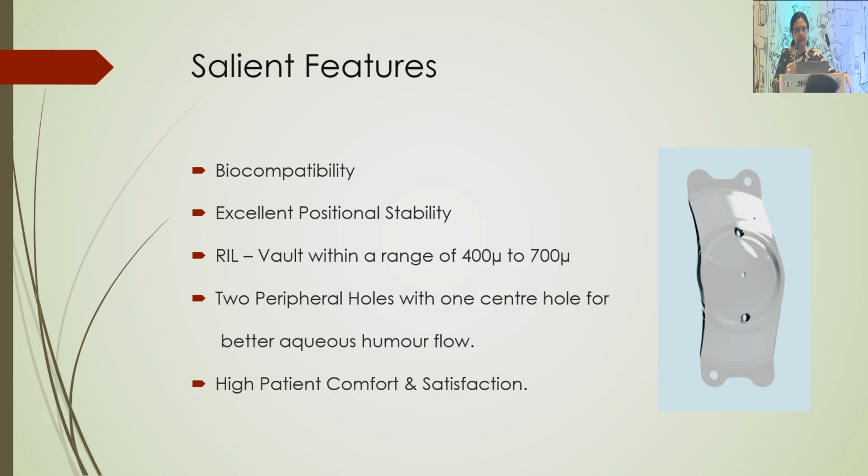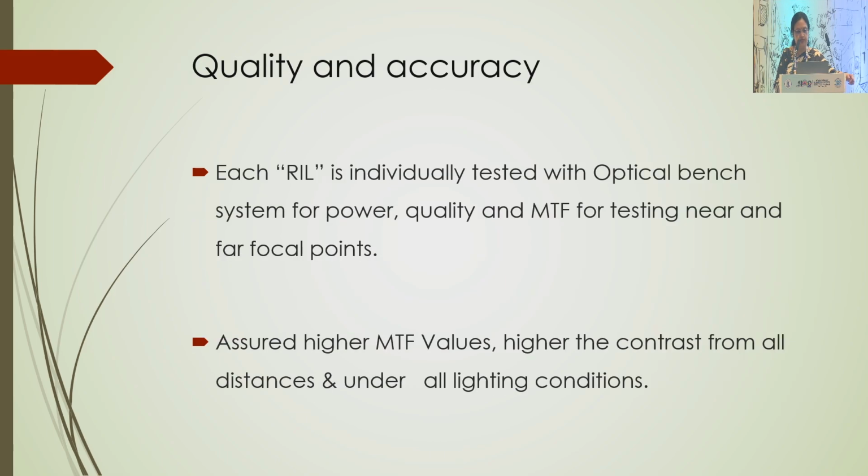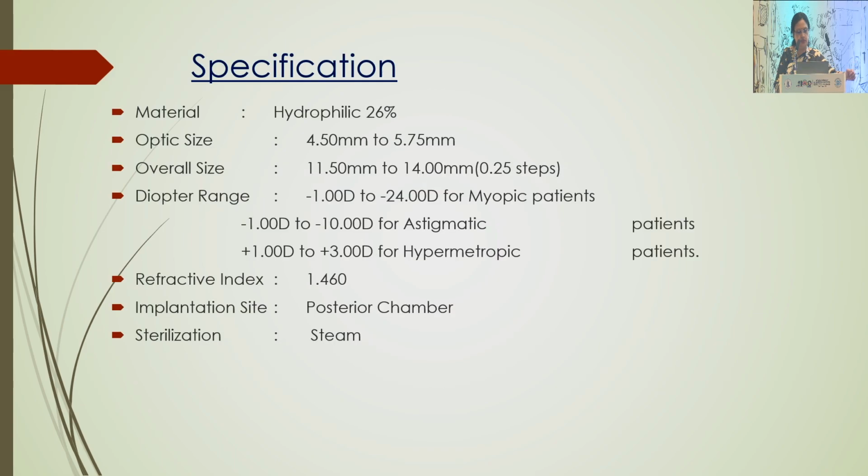Over a period of time they keep changing the design, but I think finally they settled on this. You can see there are 2 peripheral holes and there's a central hole, and it's supposed to give a vaulting somewhere between 400 to 700 microns. It does range somewhere between 200 to 1000, but most of the times it falls well within your expectations. And these 2 peripheral holes are to have a good aqueous humor flow for high patient comfort, and also they make sure that every lens is tested for the power, quality and the modulation transfer function before they are sold to the market.